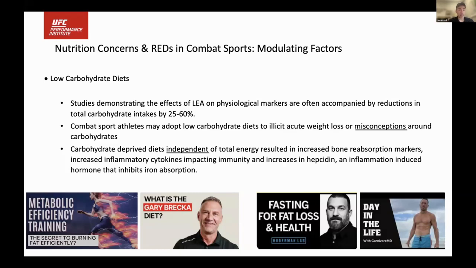In addition, I'd say a big issue that we're coming across and we're continually having to re-educate our athletes on is the misconceptions around fat oxidation and weight loss. And that really drives athletes towards these low and unsustainable low carbohydrate diets.